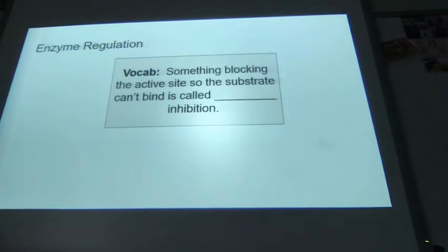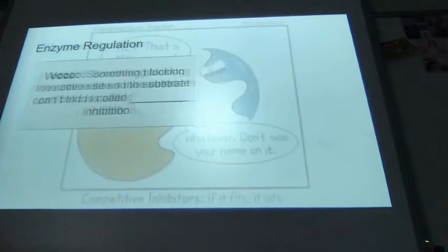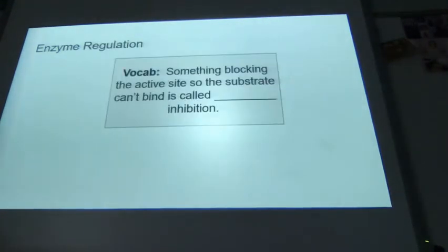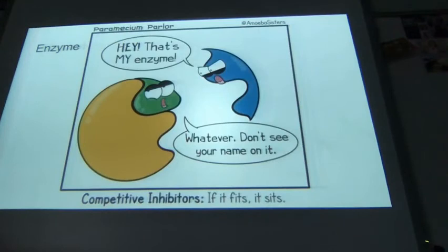Something blocks the active site so the substrate cannot bind is competitive, because it's competing for the active site, right? But then, would the active site be blocking it with allosteric? Allosteric changes the shape of the active site. So there's not something competing with it. There's something that's turned it off.